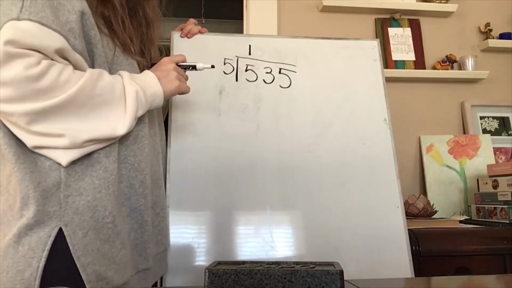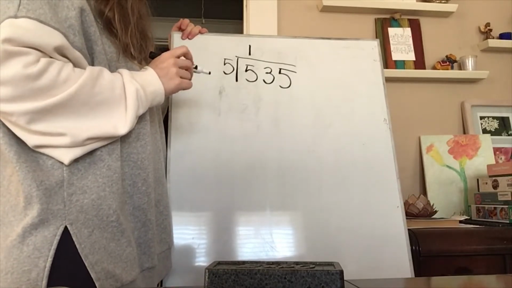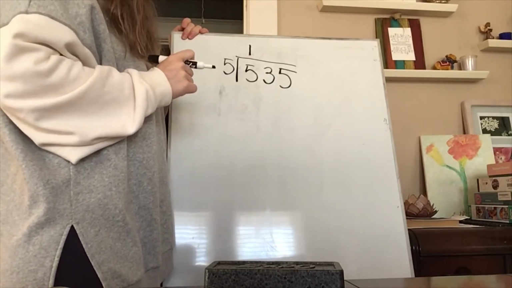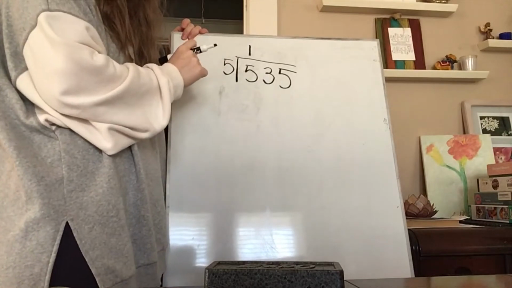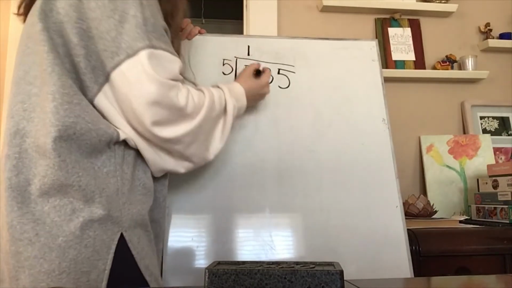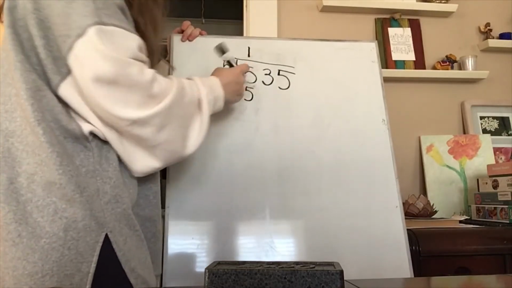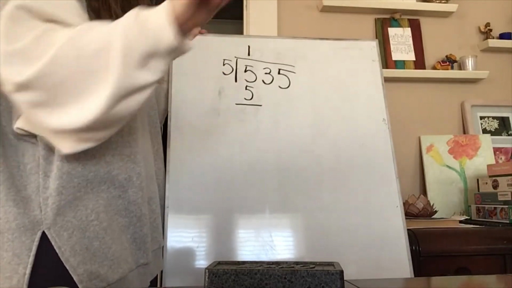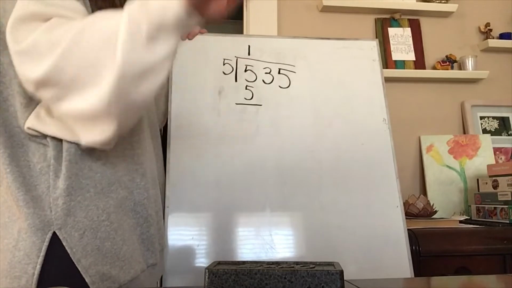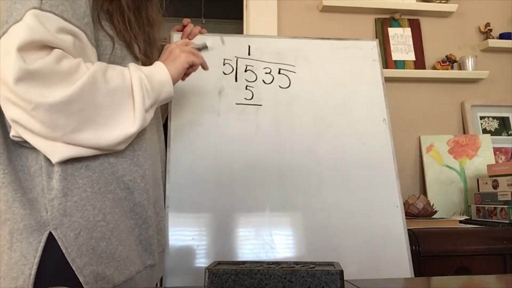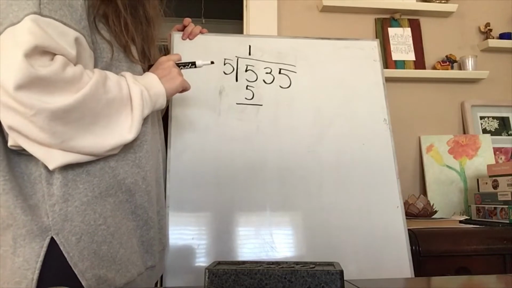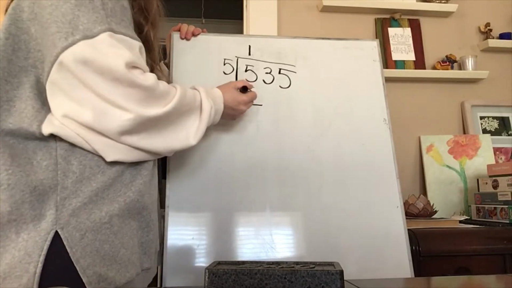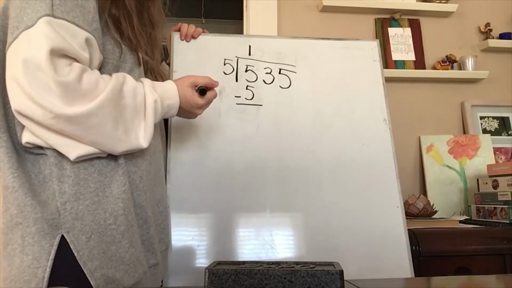So what does that mean? That means that we're multiplying 5 times 1, which is 5. So 1 times 5 is 5, and we're working with that same digit in the hundreds place. Then what do we do? Smith, what do we do next? We subtract the answer to our multiplication problem from the first digit of our dividend. Good. And 5 minus 5 is? 0.